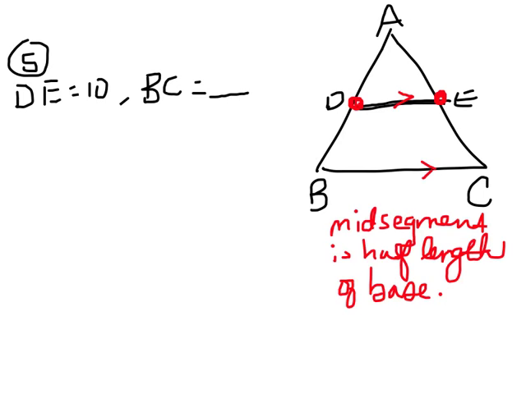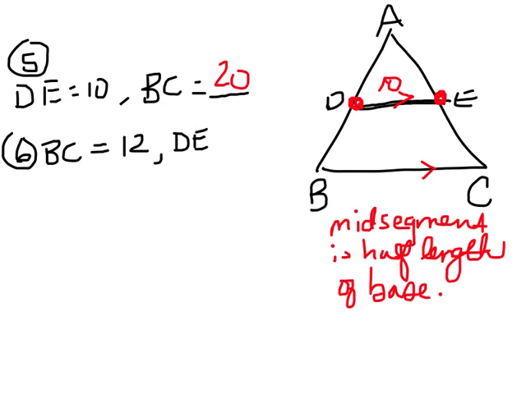So if DE is 10, I know that it is half the length of BC. What would BC end up being? 20, okay? So let's just do a couple of these to get the hang of them. Number 6. If BC is 12, what would DE be? It'd be half, okay? So DE would be half of BC because it's the midsegment. It's half the length. It would be 6.